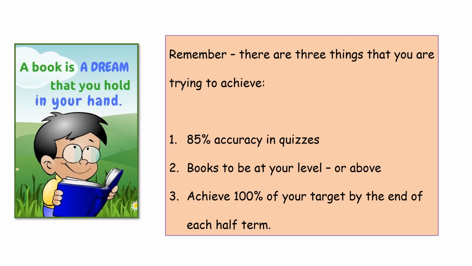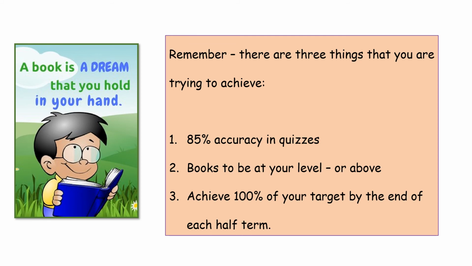Shorter books tend to have only 5 questions, and longer books might have 20 or even 30 for very long books. So we're looking for an average of 85%. Secondly, the books need to be at your level or higher. Don't read below your level. If it's only very slightly below your level, say your lower book level was something like 3.5, and you were reading a book at 3.4, I wouldn't be too worried about that. But make sure that you keep books at your level.